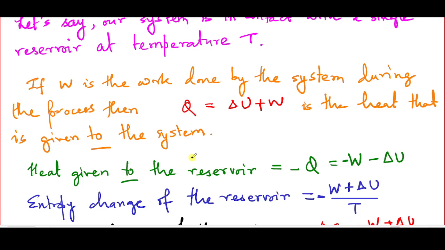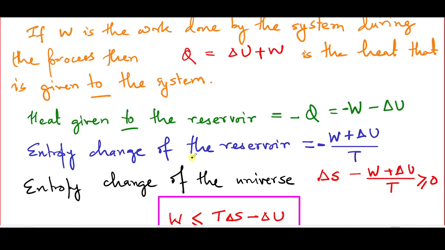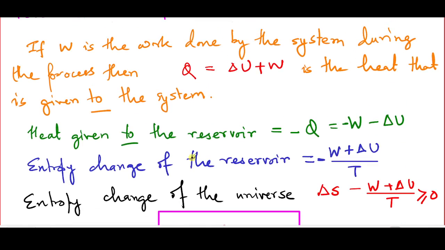As long as you went from the initial state of the reservoir with some energy and minus Q amount of additional energy after that, the entropy change is going to be given by this. Now, during the process, there has been an entropy change of the system itself. So, the entropy change of the universe is the sum of the entropy change of the system, delta S, Sf minus Si, added to the entropy change of the reservoir, minus W plus delta U by T, greater than or equal to 0.